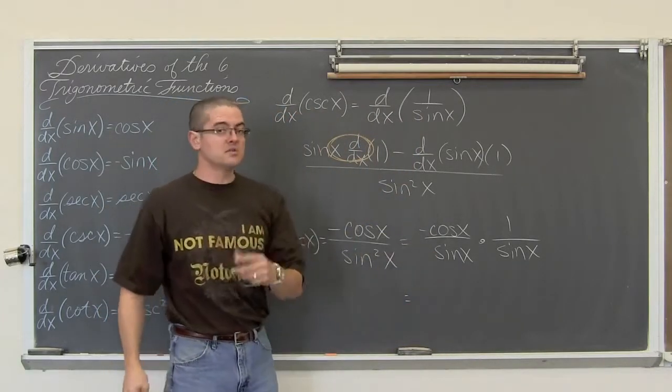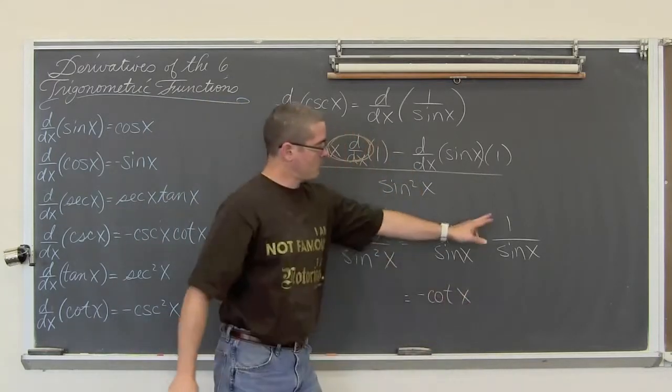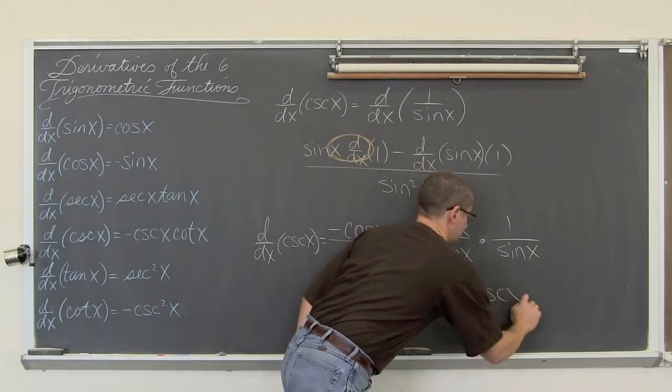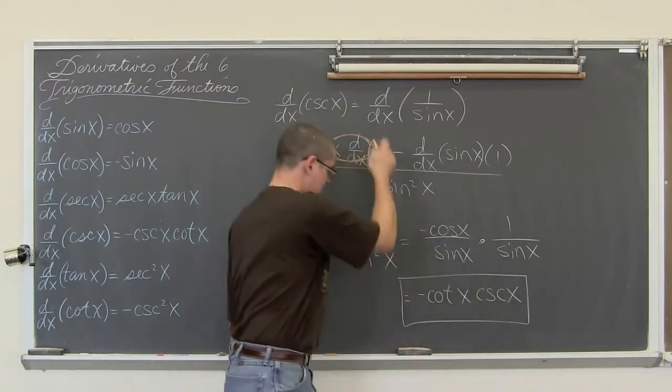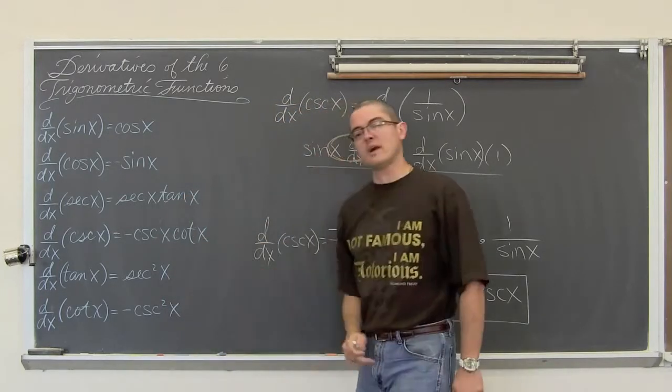Cosine over sine is cotangent. So this is negative cotangent. And 1 over sine x is cosecant x. And that is the end of my proof of this individual rule right here.